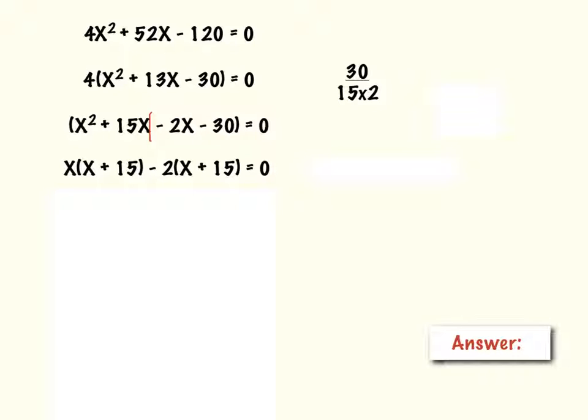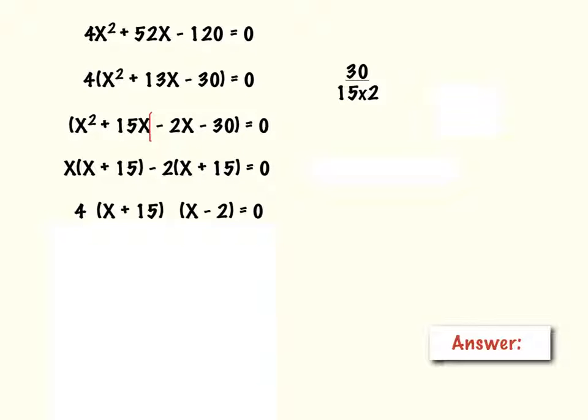Now that we've factored both the left and right side, we want to factor the GCF out of our entire problem. So the GCF between x times x plus 15 and negative 2 times x plus 15 is the x plus 15 that they both share. So we're going to factor out the x plus 15, and we're left with the x minus 2. So our factors are x plus 15, x minus 2, and the 4 that we pulled out in the beginning, which we have to make sure we carry down with it.